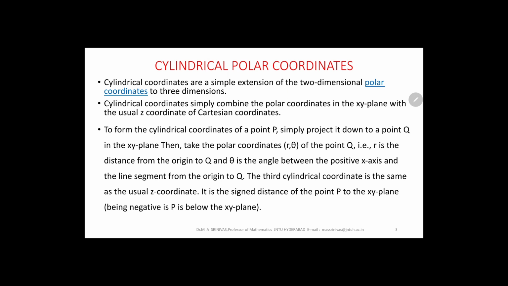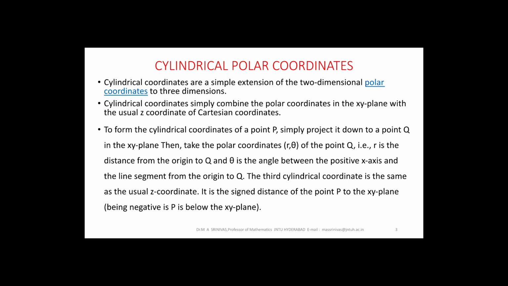So the cylindrical polar coordinates are a simple extension of the two-dimensional polar coordinates to three dimensions. Cylindrical polar coordinates are simply the combination of the polar coordinates in the xy plane and the z coordinate of the Cartesian system. All the two put together, we get the cylindrical polar coordinates: polar coordinates of two dimensions in the xy plane and the z coordinate from the Cartesian coordinates. We know how to measure the z coordinate in the Cartesian plane.